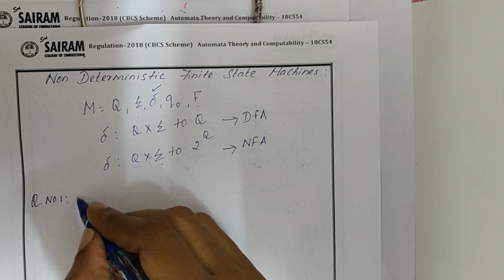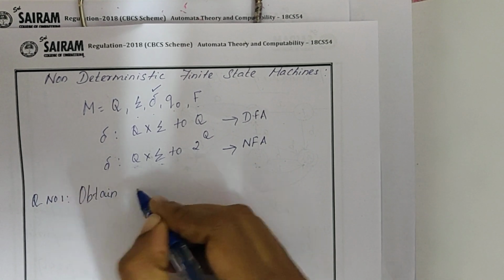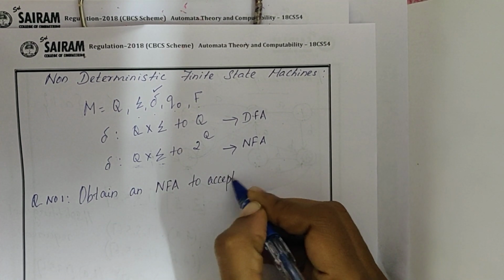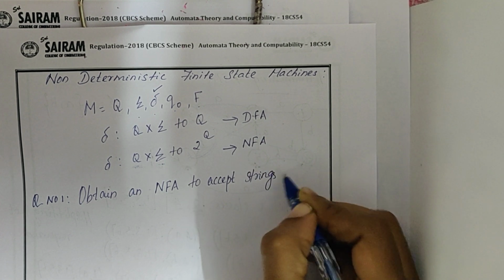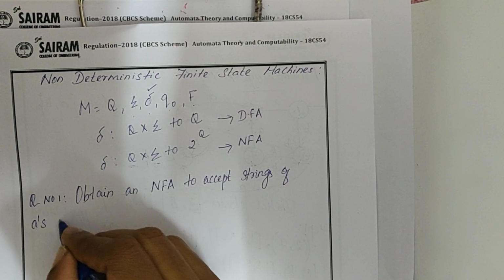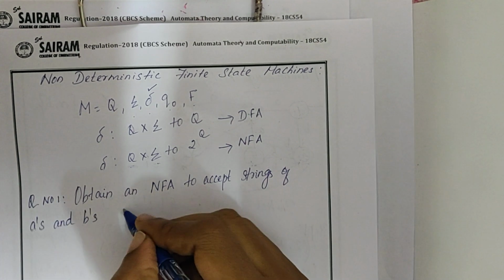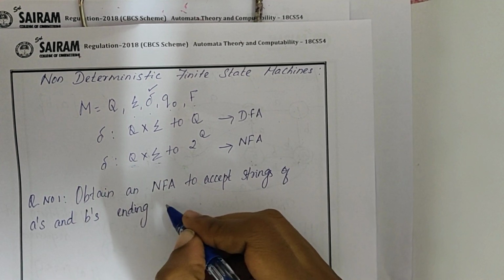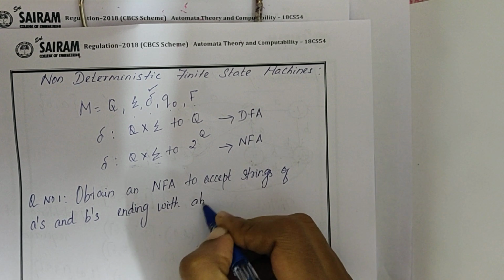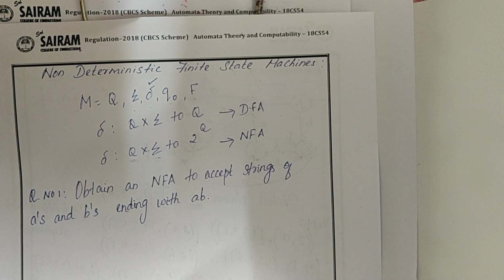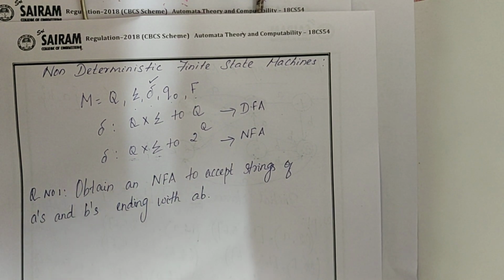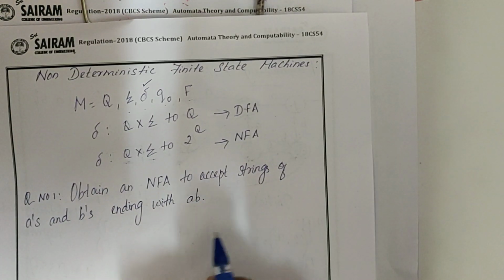Obtain an NFA to accept strings of A's and B's ending with AB. Okay, obtain an NFA to accept strings of A's and B's ending with AB. Designing an NFA is very easy when compared to DFA. Whatever is given in the question, as it is, you have to do. What is the pattern given?